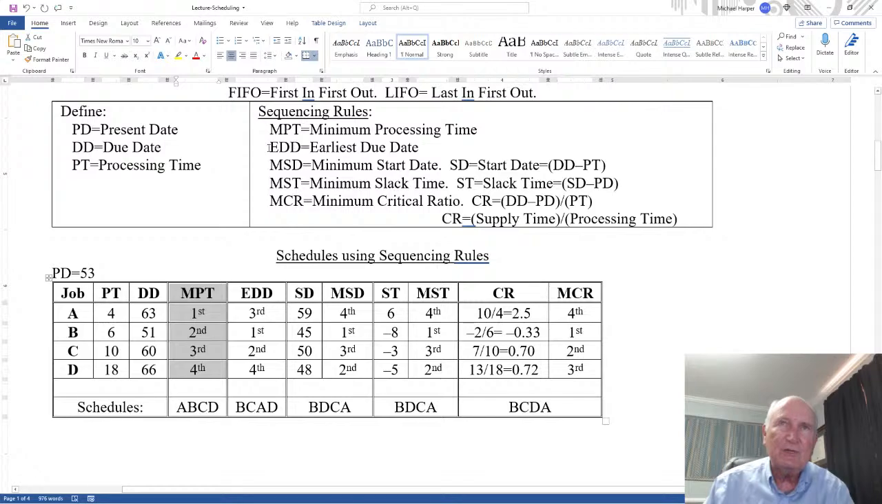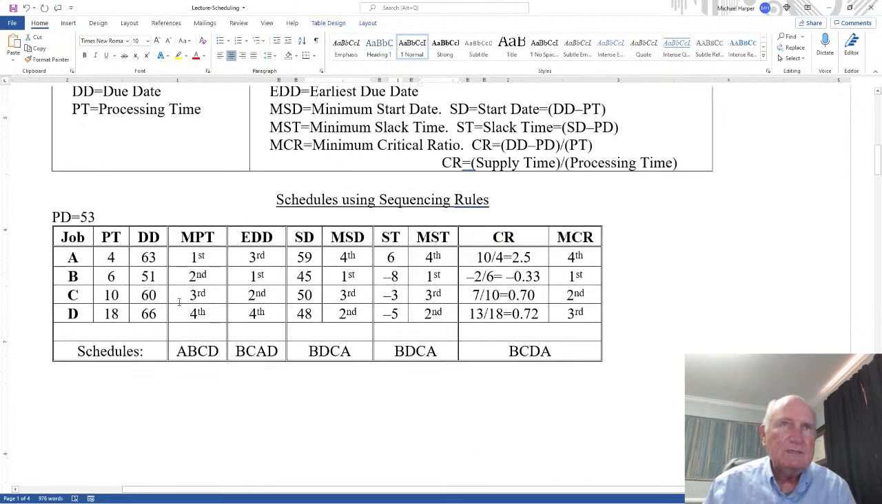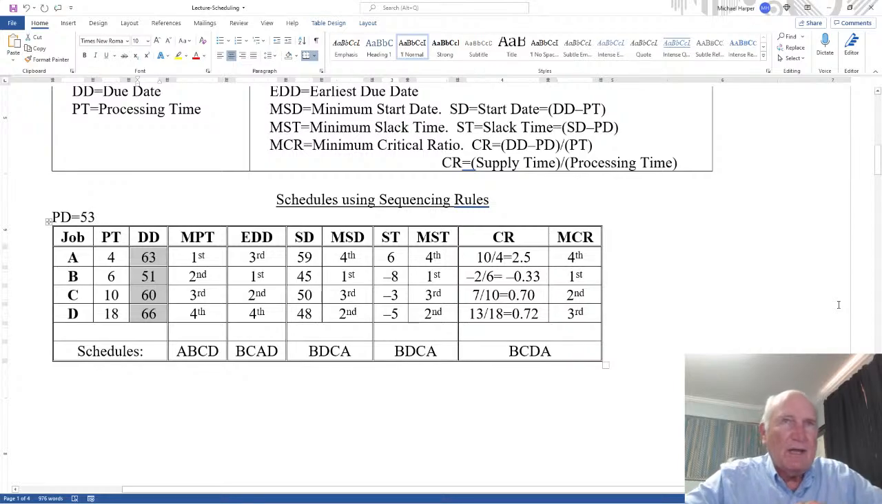The second is the earliest due date. Along with each job, suppose we also had a due date. And this date is the date at which the job is due to leave the system. It's the due date. So these numbers here are dates. And in my video, I describe that these are Julian dates.